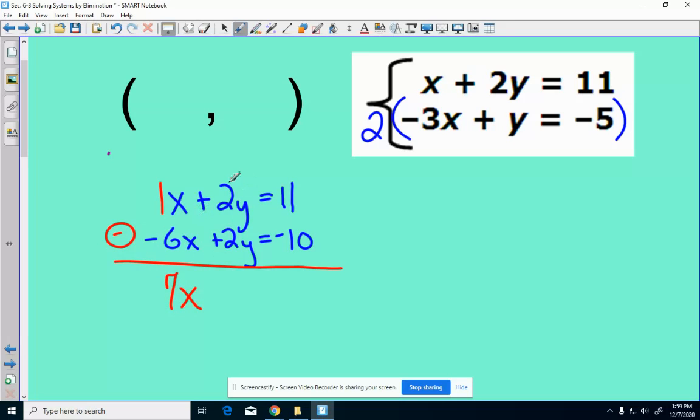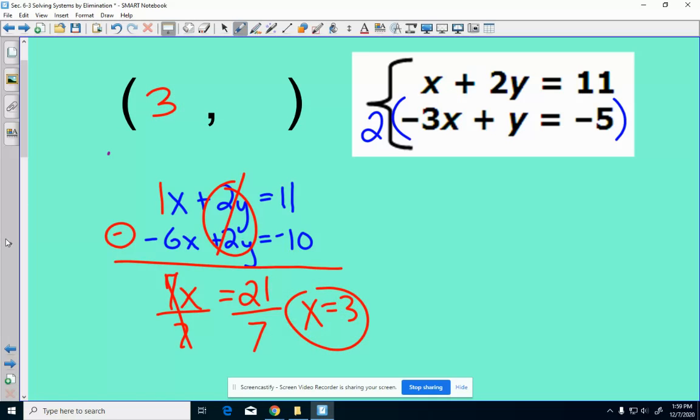2 minus 2, those cancel out. And in the end, I get 11 minus a negative 10. So minusing a negative again is addition, and that turns into 21. We divide both sides by 7. We find out that x is equal to 3.